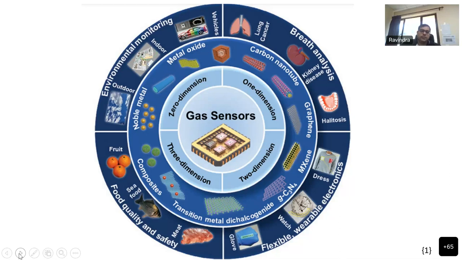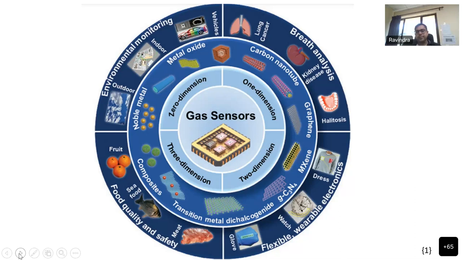Then food quality and safety. This is one important front that the government of India is also focusing on. We know that when some fruit spoils, it releases some gases. Similarly for fishes and meat, those things happen. So if we can detect those gases at trace level in the initial days, I think we will be able to save so much money of poor farmers.